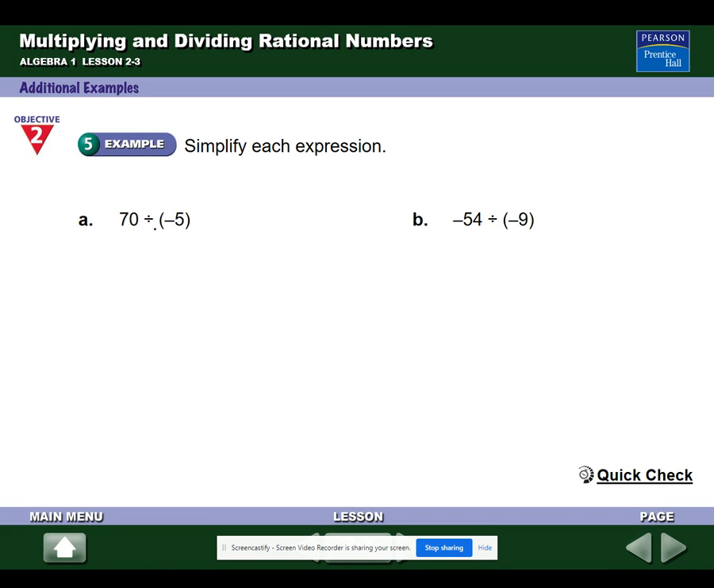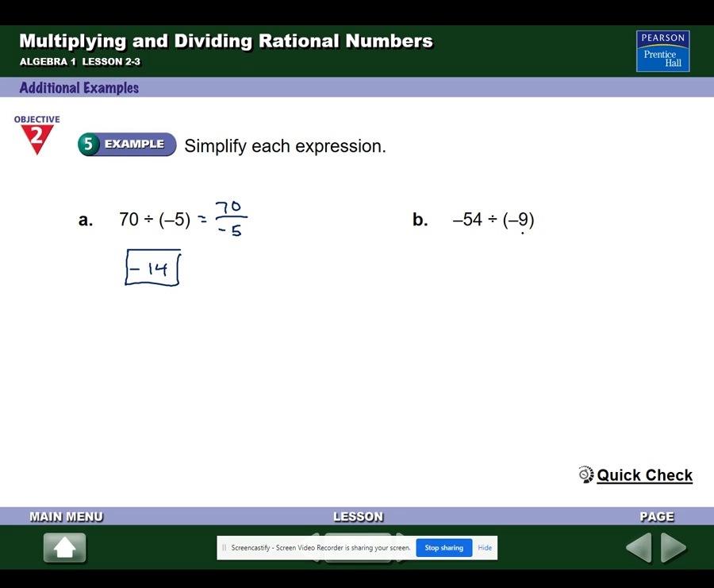When I take 70 and I divide it by -5, my result is going to be negative. And then once I know that, I just need to divide 70 by 5. By the way, I like writing these in fraction form too, if you find that helpful. 70 divided by 5 would be 14.